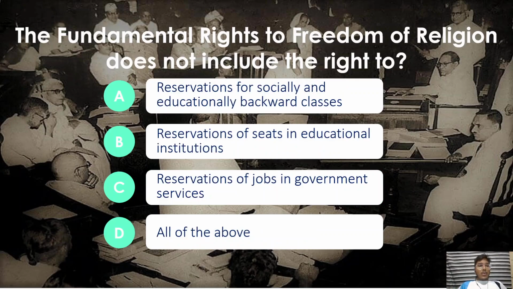Now the next question is, the fundamental rights to freedom of religion does not include the rights to option A, reservation for socially and educationally backward classes, option B, reservation of seats in educational institutions, option C, reservation of jobs in government services, and option D, all of the above. The answer is option D, all of the above.